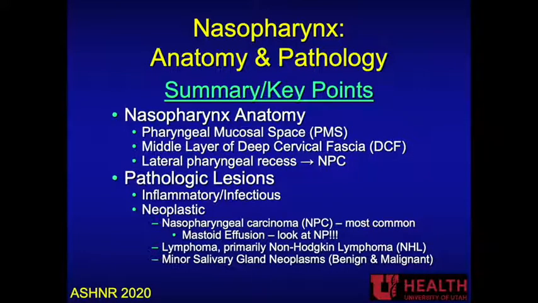So in summary, we have reviewed the key anatomic landmarks. It's important to remember the middle layer of deep cervical fascia and that the most common location to look is your lateral pharyngeal recess. The last highlight I want to remind you is that if you have a mastoid effusion, look at your nasopharynx. Please identify these nasopharyngeal carcinomas early.